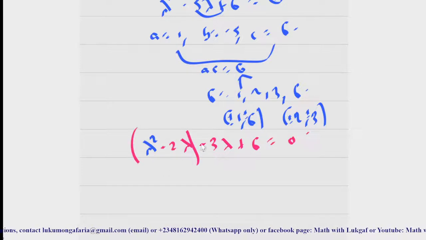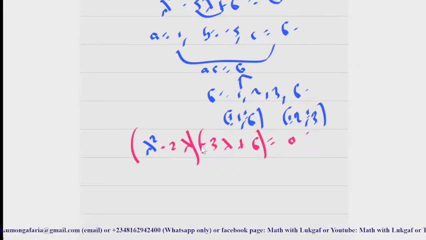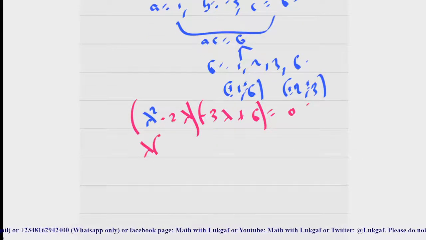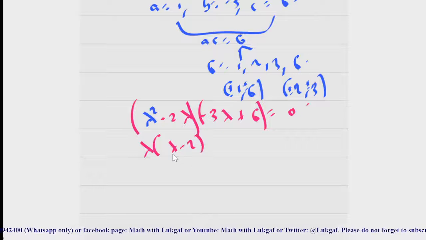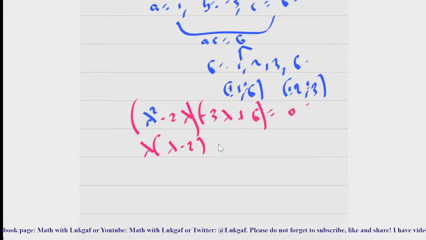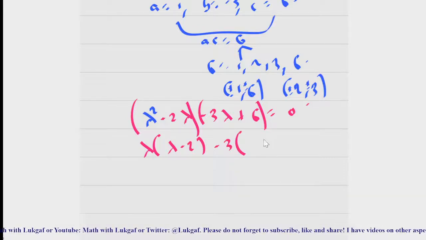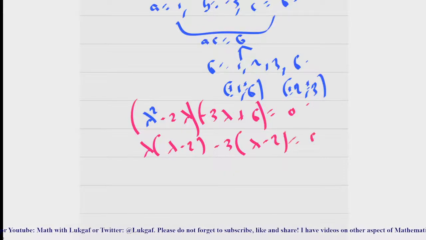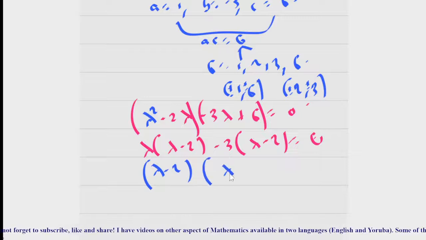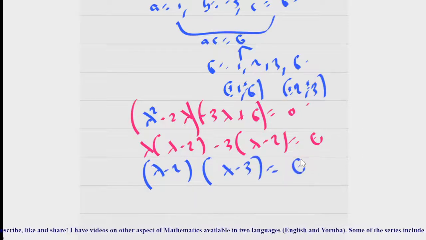Then you now regroup and factor out the common factor. So what do you have in common? You have lambda here, then I have lambda minus 2. What do you have in common here again? Minus 3 is common, lambda minus 2 is equal to 0. I hope you understand now. So you can see that lambda minus 2 is also common again. If you factor lambda minus 2 out, I still have lambda minus 3 is equal to 0.